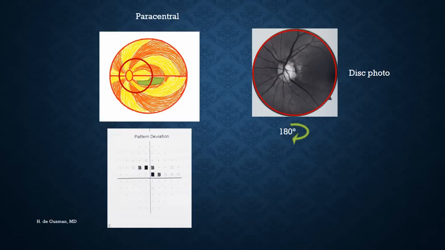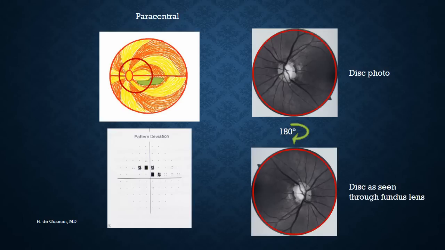The problem occurs when we are actually looking at the slit lamp. We need to rotate this image 180 degrees in our mind so that it will be the same orientation as this disc photo and schematic diagram, so that we can start to compare or interpret it with the visual field. So we need to practice rotating what we see at the slit lamp in our minds 180 degrees. And the only thing we can do to get good at that is to practice.